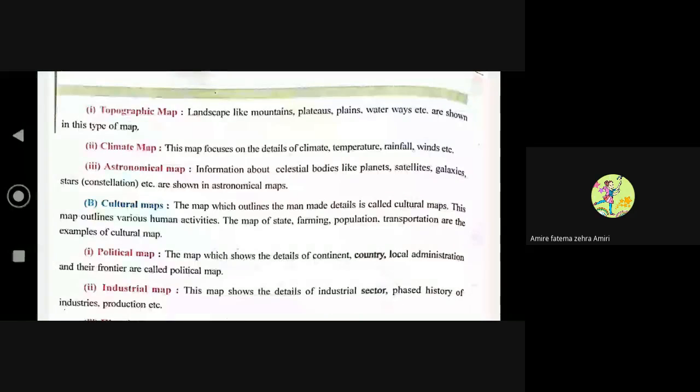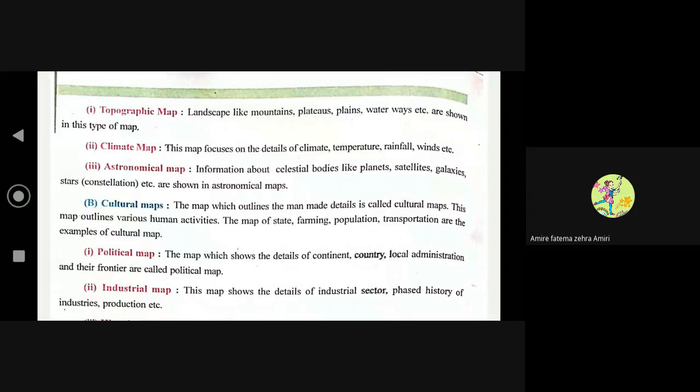Cultural map में क्या होता है? The maps which outline the man-made details. What does it show? Man-made details, like human activities. The map of a state, then farming is done by man, then population is counted of men as well as animals, then transportation facilities, right? All these are examples of the cultural map. Is it clear till here?